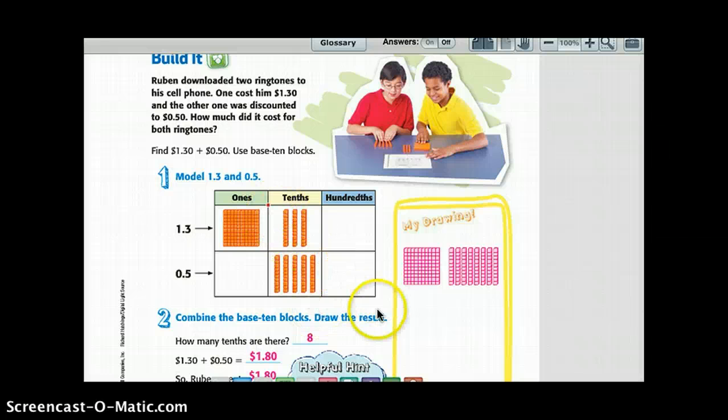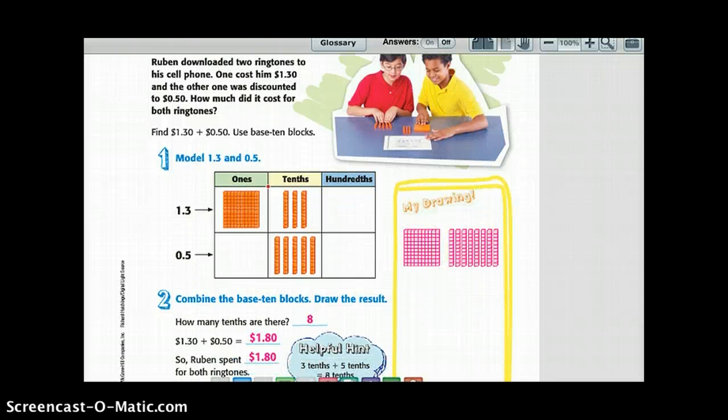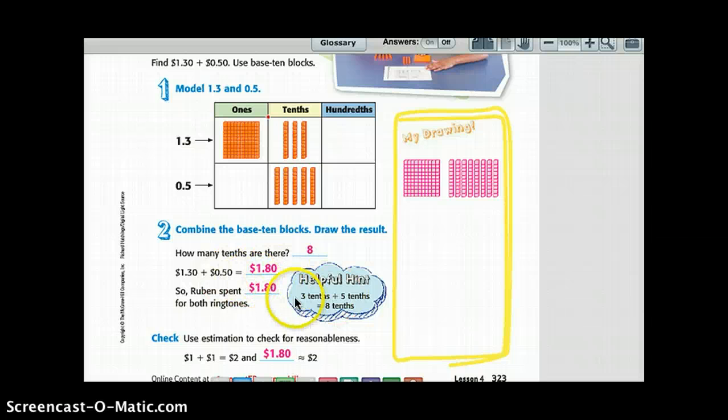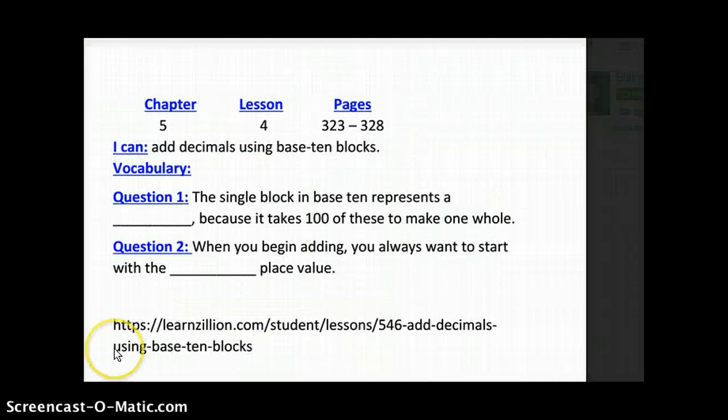Then we can add these together in our drawing over here to see what that would look like. So then there are 8 tenths blocks and 1 whole block. So we know that our answer is going to be $1.80, or 1 and 8 tenths. Okay, so look back at these questions and answer them in the form.